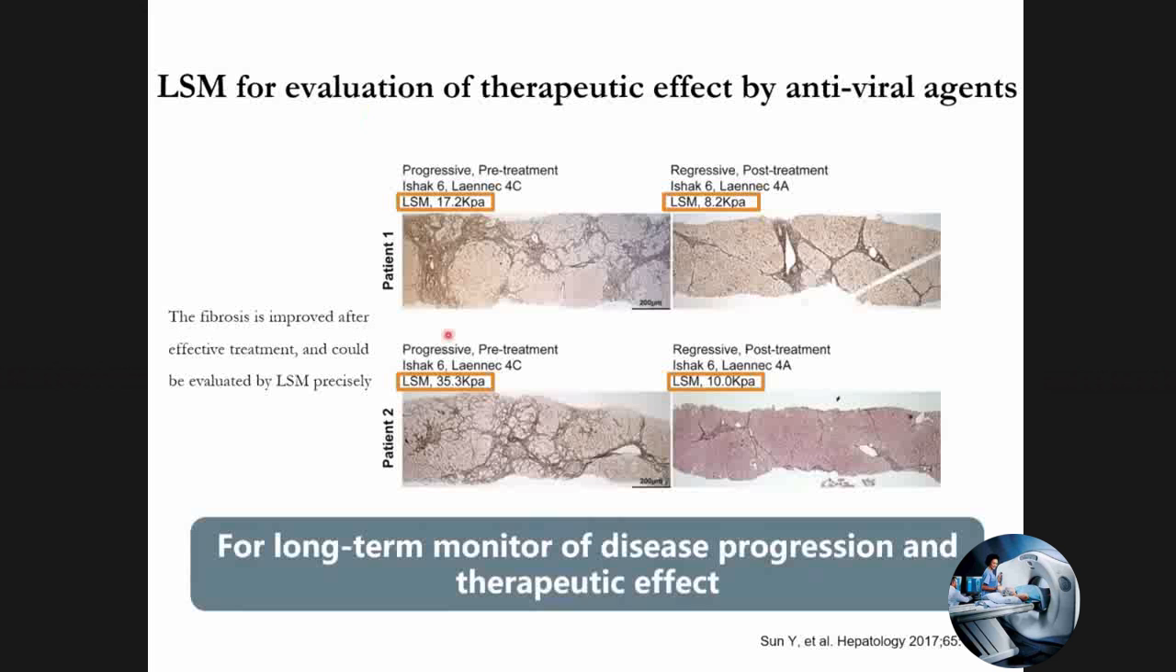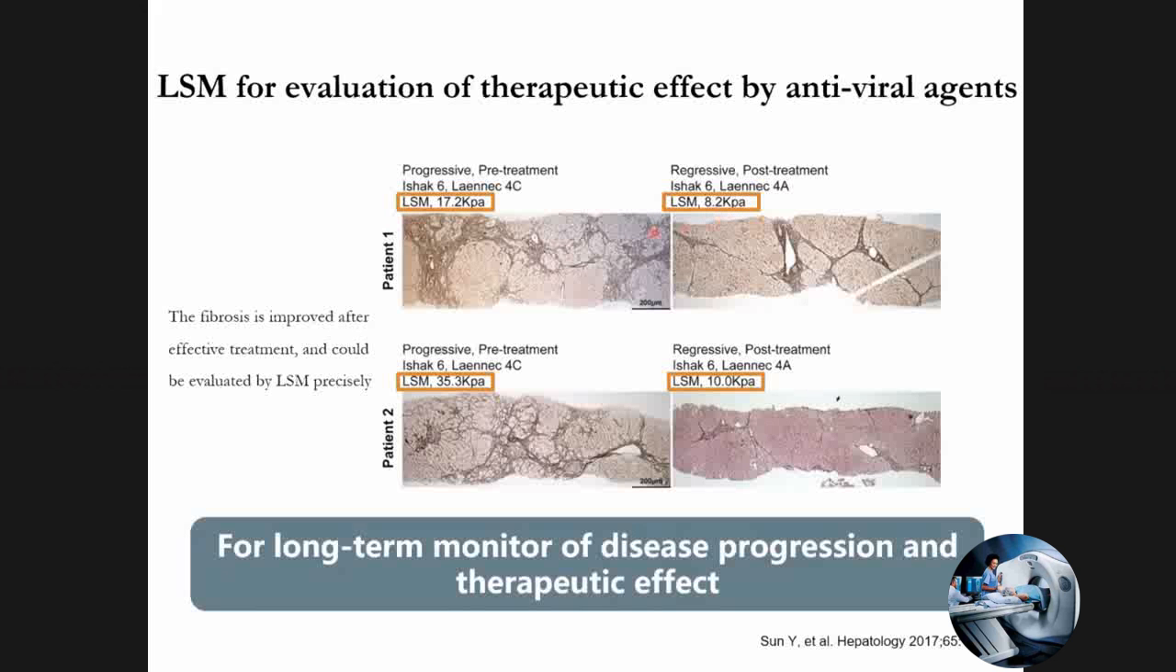Let's look at two patients. We can find after the treatment of antiviral agent, according to the pathological staging, there is no change from ESHAC 6 to ESHAC 6. But when we look at the pathological examination, you can find the fibrosis was improved, and the improvement was reflected in the change of LSM from 17.2 to 8.2.